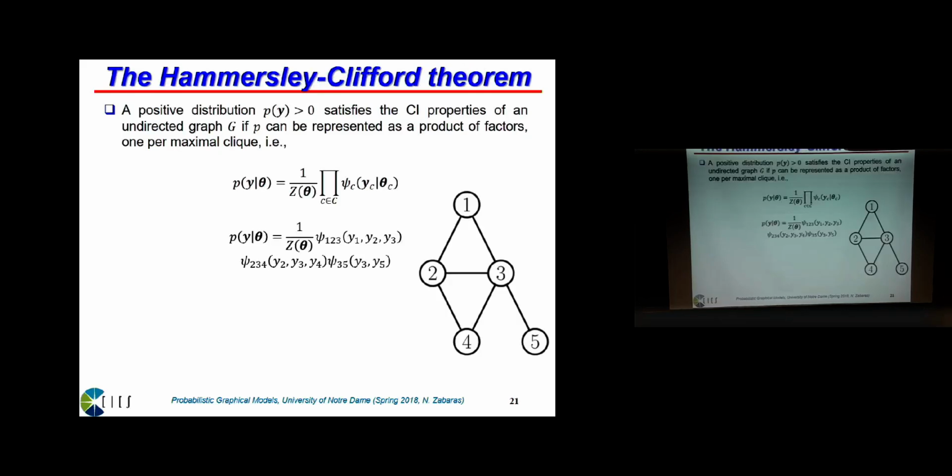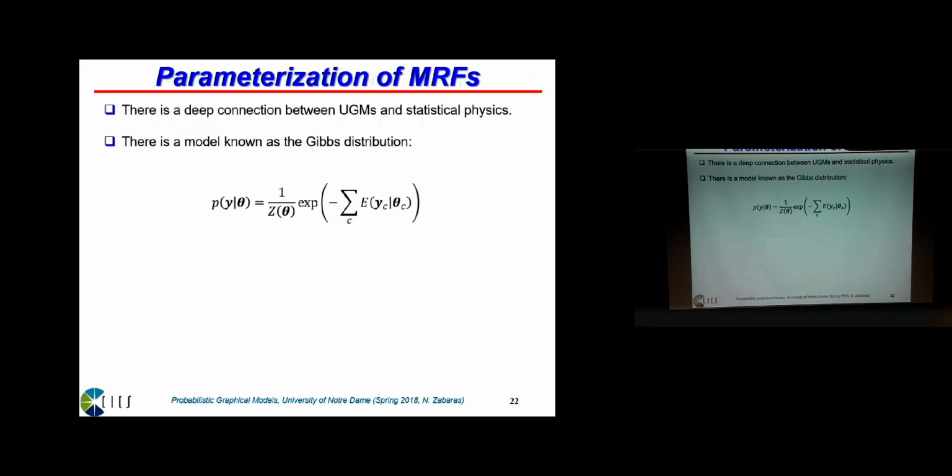So here's an example of one partition into maximal cliques: clique 1, 2, 3, 2, 3, 4, and 3, 5. So you write this in terms of these potentials. All right. I mentioned a lot of these things are very much related to physics, and in particular statistical physics. So for this distribution, the most normal way to do this is to write it in terms of energies affiliated with each clique. We already have seen this before.